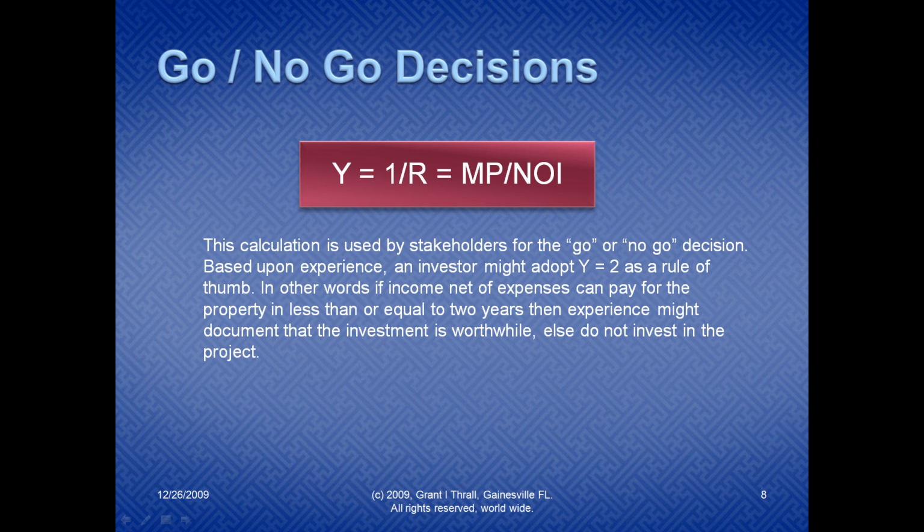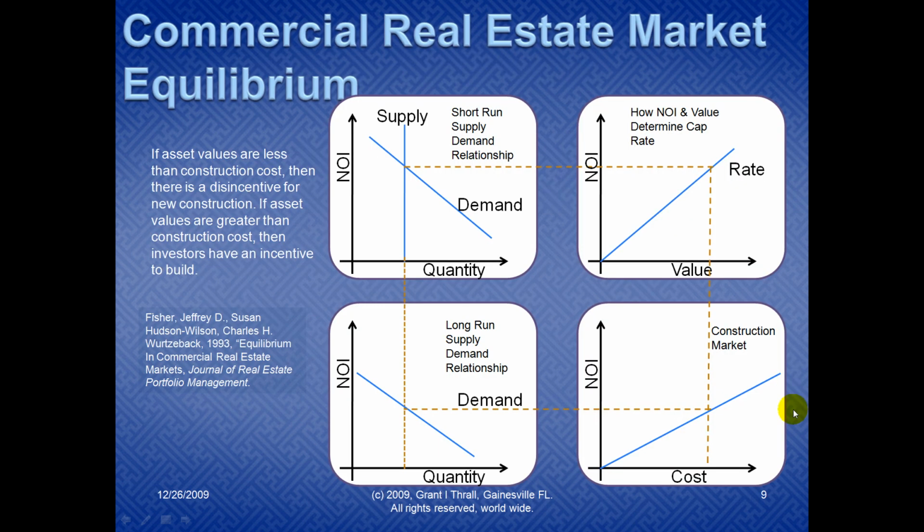These circumstances then give rise to go and no-go decisions. The calculation is used by stakeholders for the go or no-go decision. Based upon experience, an investor might adopt 2 years as a rule of thumb. In other words, if income net of expenses can pay for the property in less than or equal to 2 years, then experience of the investor indicates that the investment is worthwhile. Otherwise, the investment is not considered worthwhile in this example.